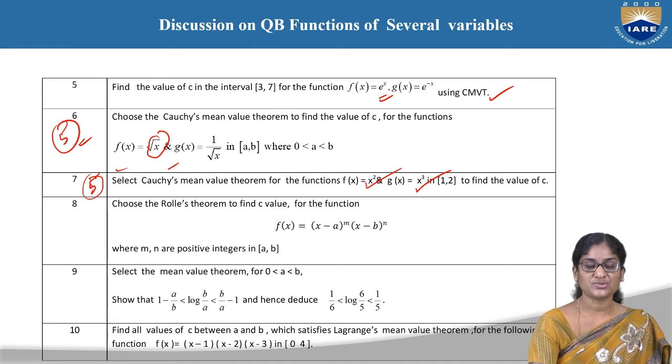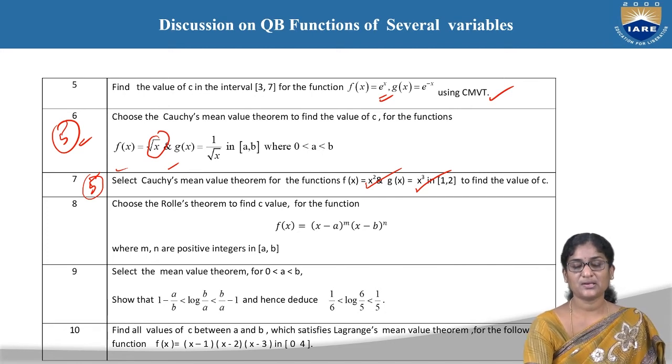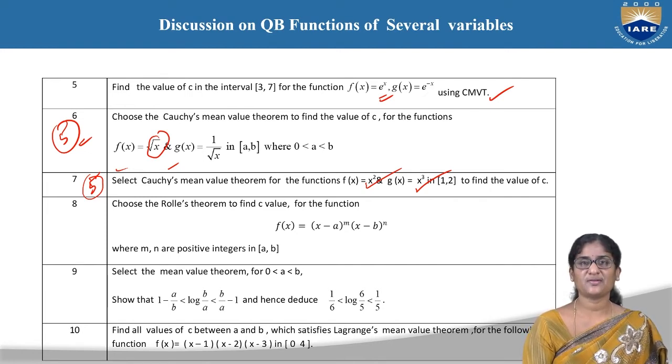Next, eighth question. Choose the Rolle's mean value theorem for c for the function (x minus a) whole to the power of m into (x minus b) whole to the power of n. Now f is a polynomial function of degree m plus n, which is always continuous. So the first part is over. Now the second part, f is always differentiable in the open interval a comma b. And also f of b is equal to f of a.